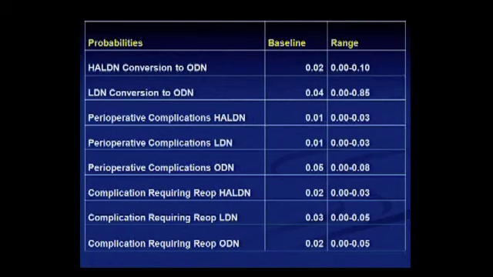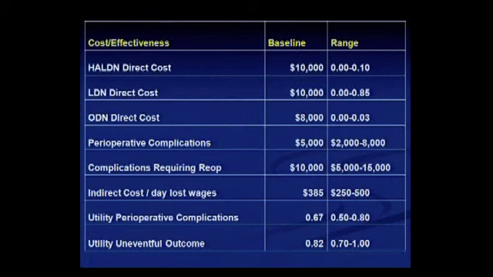This table lists the probabilities and ranges with which the model was populated. As you see, the conversion rate for hand-assisted lap donor nephrectomy was about 2%, and that for lap donor nephrectomy conversion to open was about 4%. This table lists the cost and effectiveness with which the model was populated. Again, the direct cost of the laparoscopic procedures was about $10,000, while the open was about $8,000. And the utility of perioperative complications was 0.67, while an uneventful recovery yielded 0.82.